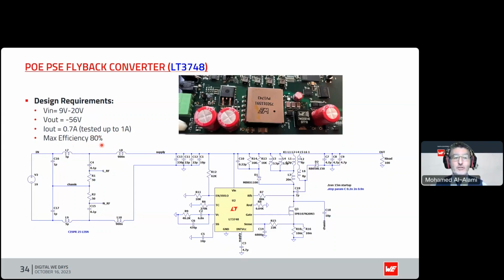This was a fairly high efficiency converter, I should say. We managed to achieve 80% over a wide range. We tested it actually up to more than an amp. So we did throughput about, I think, 80 watts or 90 watts worth of power through this.